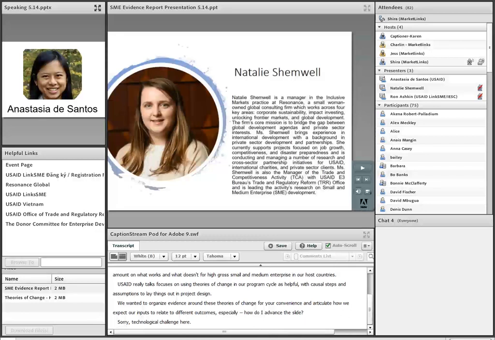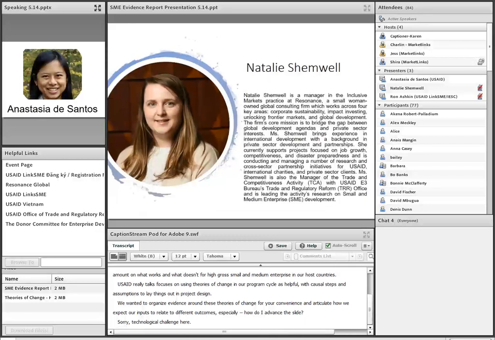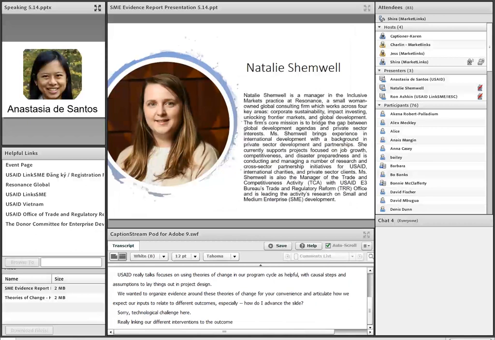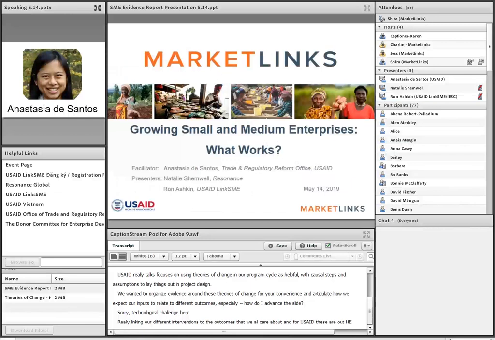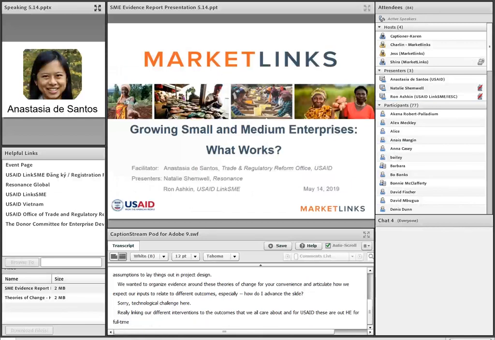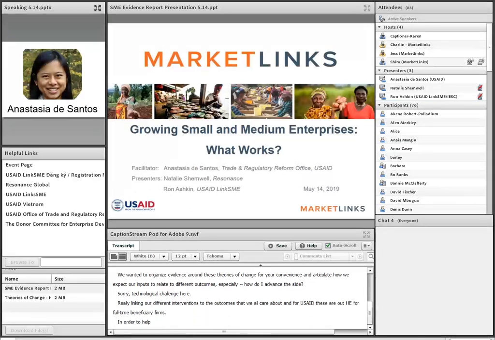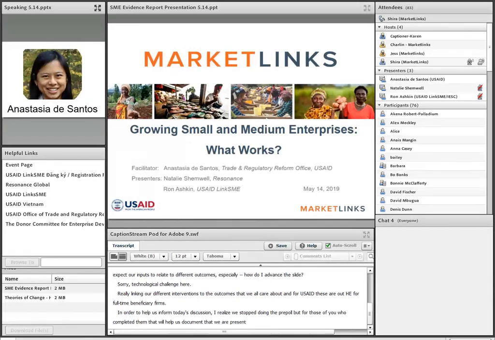And really linking our different interventions to the outcomes that we all care about. And for AID, these are really our standard outcome indicators under EG.5 for the sales and full-time equivalent employment of our beneficiary firms. So in order to really help us inform today's discussion, I realize we stopped doing the pre-poll, but for those of you who completed them, that'll really help us document that we're presenting interesting information to you.